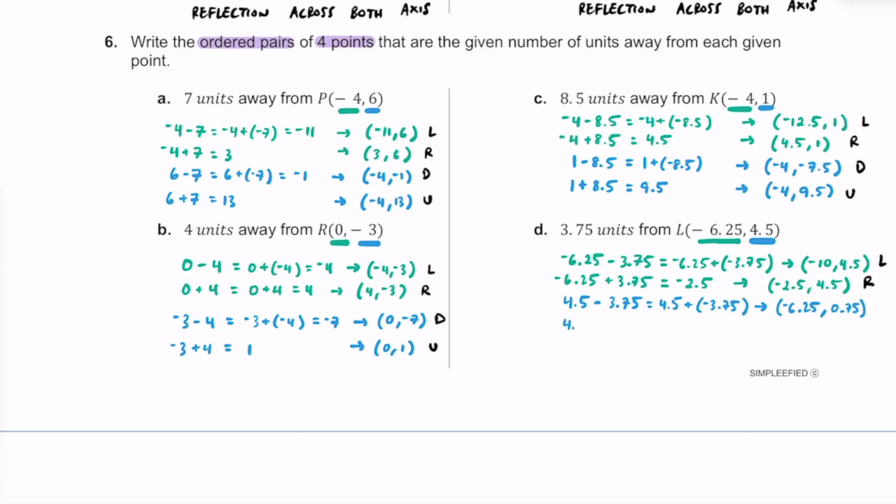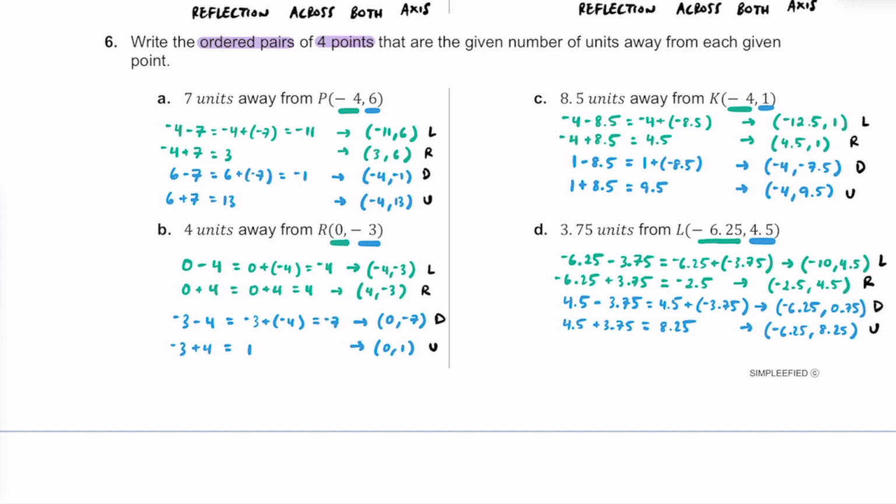Now what if we go above? We take this 4.5, but we go above it. We add 3.75. So I think if we add these, we're going to end up with 8.25. All right, so if we go above, we're going to keep the negative 6.25. And then we're going to have a positive 8.25 for the y coordinate. So this one we just did above, that was if we went below it, we went down. And this one is when we went up.